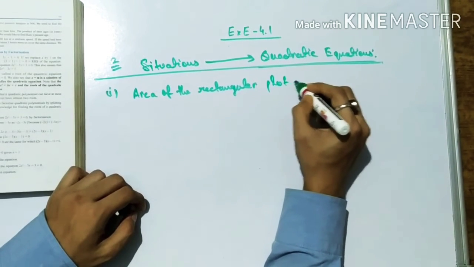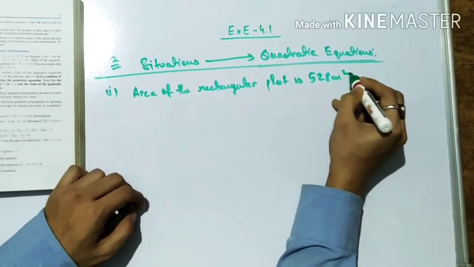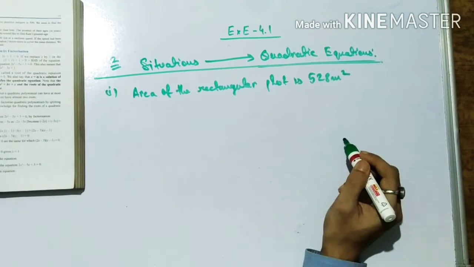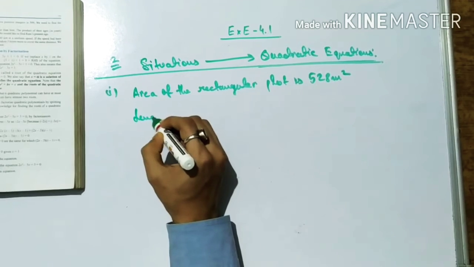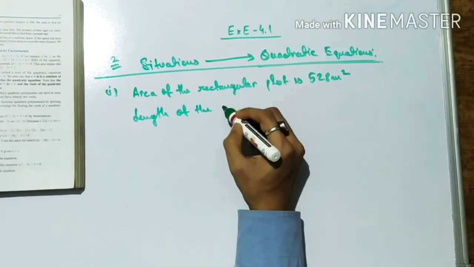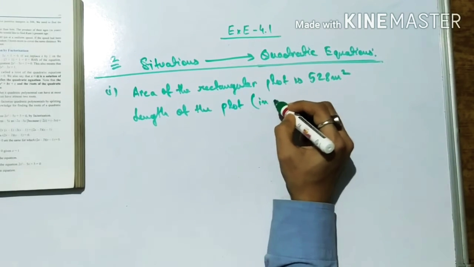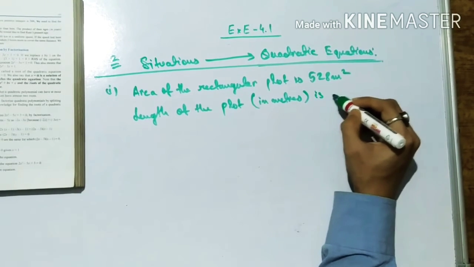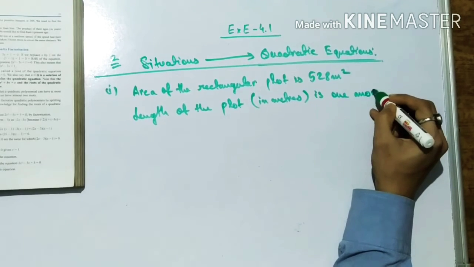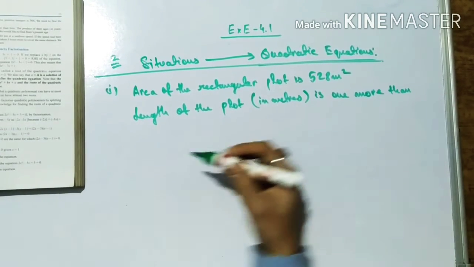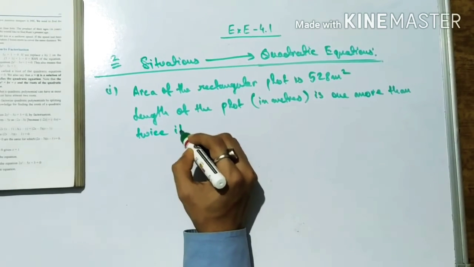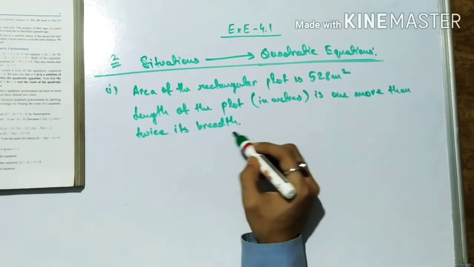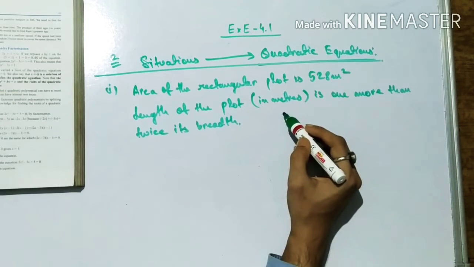Area of the rectangular plot is 528 meters square. Then it says the length of the plot in meters is one more than twice its breadth. We need to find the length and breadth of the plot.